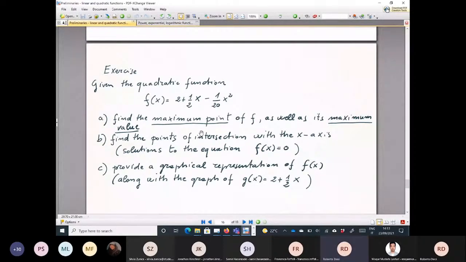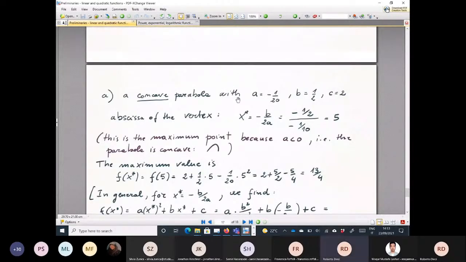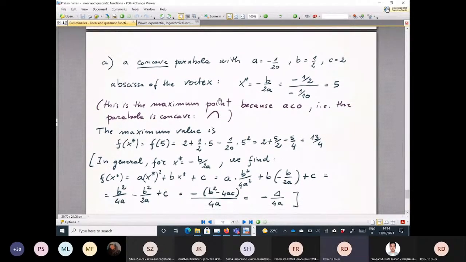Okay, the maximum, in general, we find maximum points using derivatives, but in this particular case we know that it is the abscissa of the vertex provided that the parabola is concave. The parabola is concave because A is negative. So this is a concave parabola. These are the values of the parameters. This is the abscissa of the vertex, minus b over 2a. You can compute it. It is 5. Of course, it is the maximum point of this function.